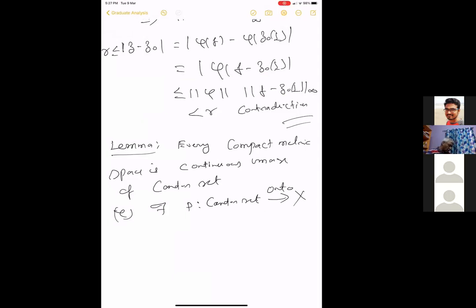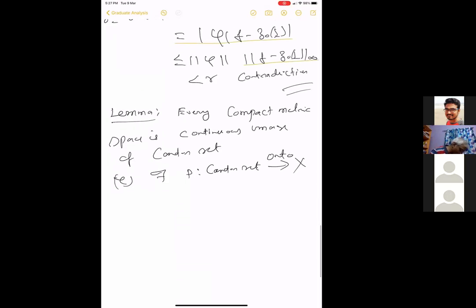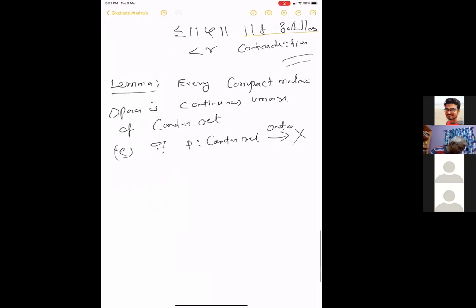This will be proved by Anupam, and the proof is also easy. It's in the book. I don't know what proof he is going to use. He says he will use the Hilbert cube and all. I don't know whether that is needed, but anyway, let's see that later.